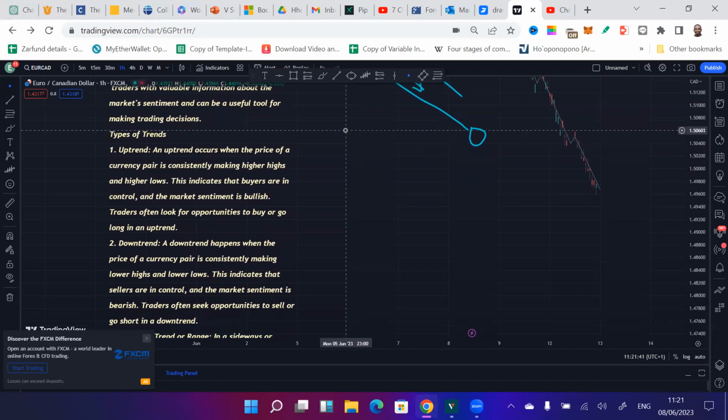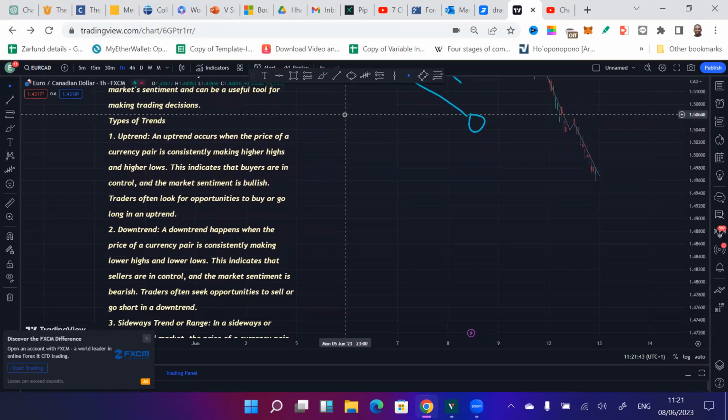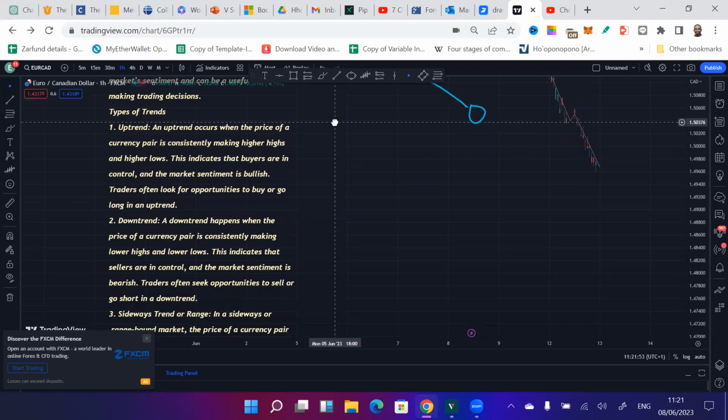So, types of trends. We have 3 types of trends: an uptrend, a downtrend, and a sideways trend. Number 1, uptrend. Number 2, downtrend. Number 3, sideways trend or a range. So when you hear, oh, the market is ranging, that's what it's telling you, that the trend is sideways.